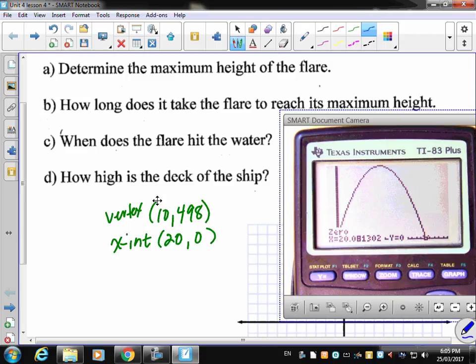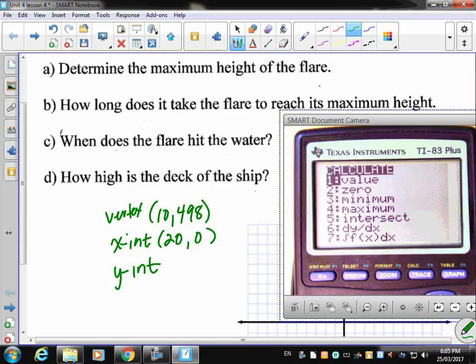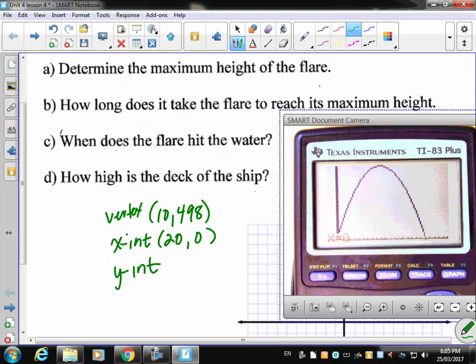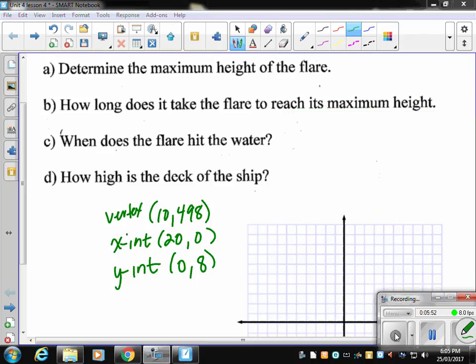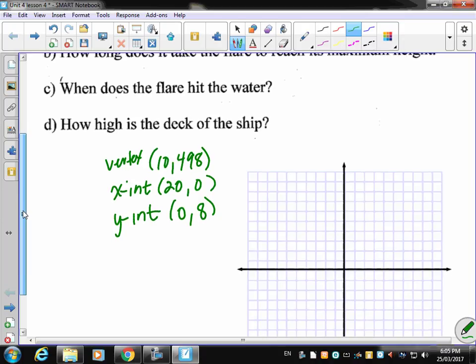Lastly, it says how high is the deck of the ship? We would be looking for the y-intercept. And the y-intercept would be on the y-axis. So I'm going to do second function trace, and I'm going to put a value in for x. So option number 1 says value, and I want to say x equals 0. And that answer should be 8. And we knew that because we had the equation in standard form. That gives us the y-intercept. So according to our graphing calculator, these are the things that we're looking at.